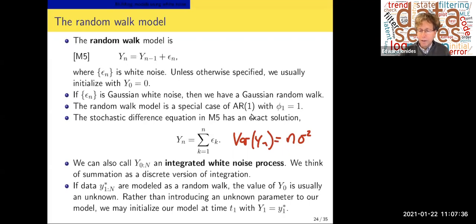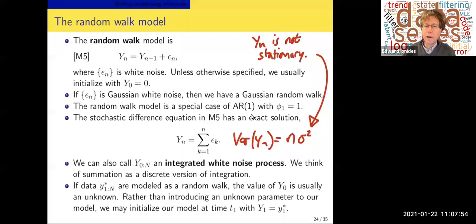And in particular, this shows that yn is not stationary. Right, so the white noise is stationary, but when we sum it up, we get something that's not stationary. It's mean stationary, it always has mean 0, but it's not fully stationary. Random walk can also be called integrated white noise. That follows the thought pattern that summation is a discrete version of integration.